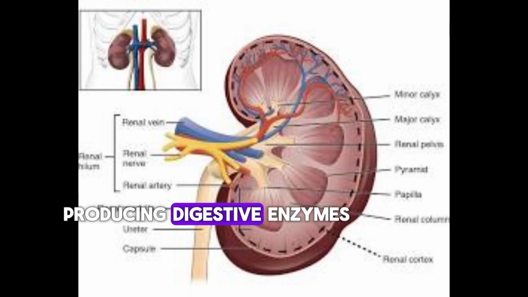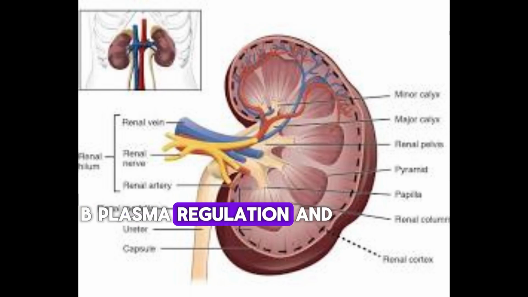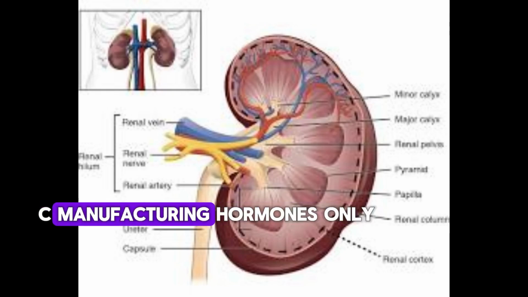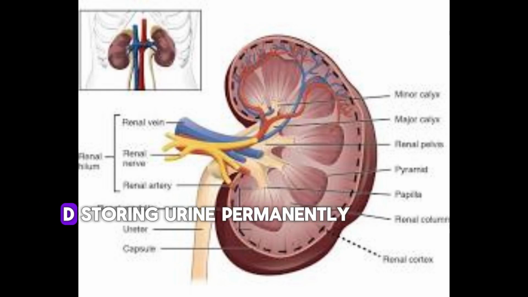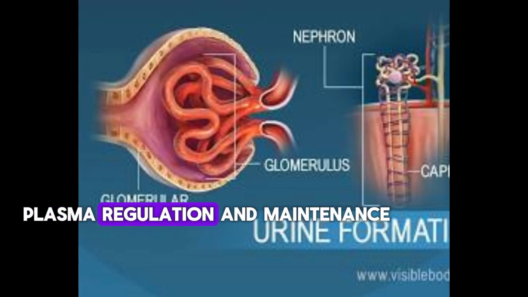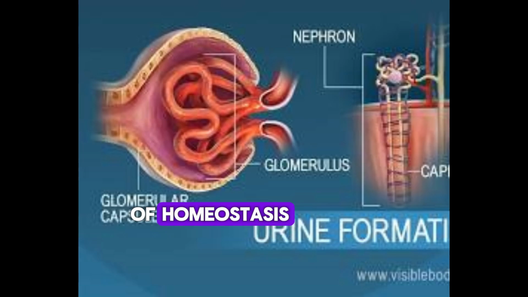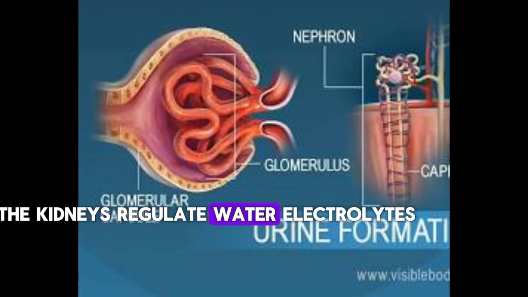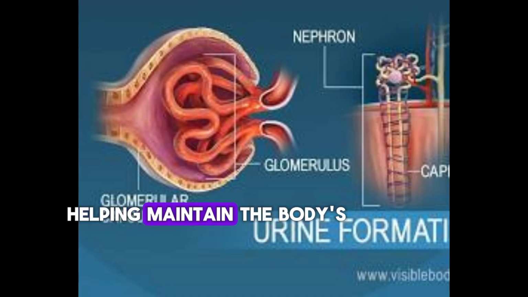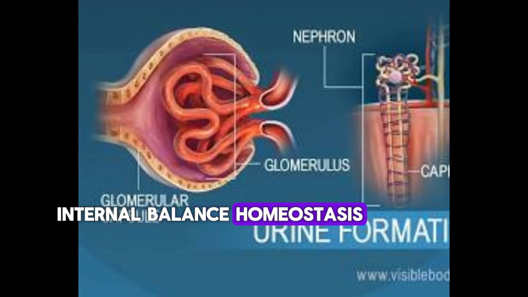20. The primary role of the kidneys can best be described as A. Producing digestive enzymes. B. Plasma regulation and maintenance of homeostasis. C. Manufacturing hormones only. D. Storing urine permanently. Answer B. Plasma regulation and maintenance of homeostasis. The kidneys regulate water, electrolytes, pH, blood pressure, and waste removal, helping maintain the body's internal balance. Homeostasis.